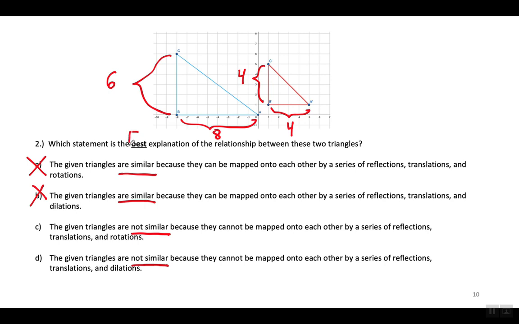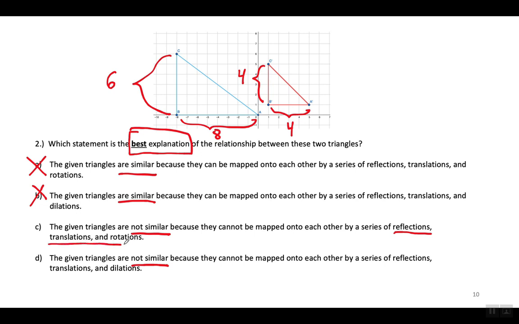Keep in mind that the question says which is the best explanation. Okay, personally, I don't really like this question too much. Let me show you why. Alright, so it's between C and D. The answers are exactly the same except for what they say at the end.